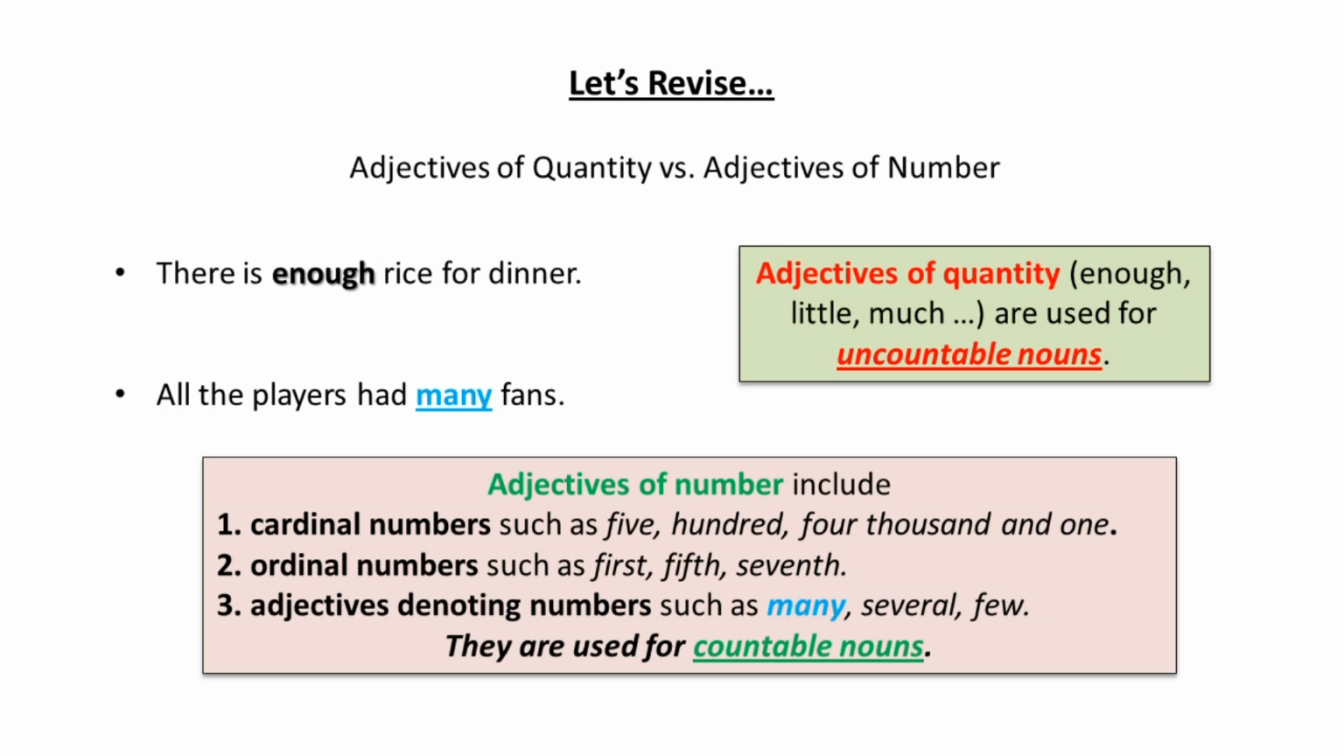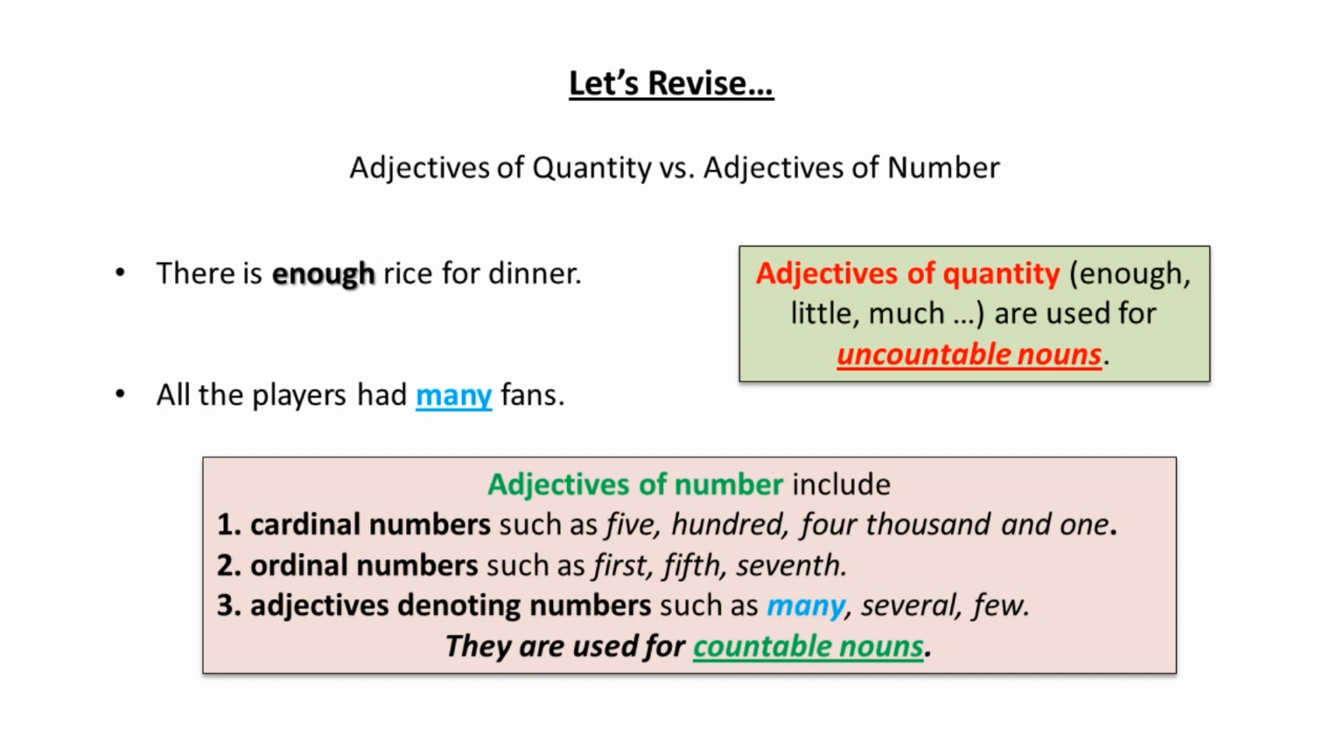This was an exercise that was given to you last week, and many of you got this answer wrong. Many of you answered it as many as an adjective of quantity. Actually, it is an adjective of number. All the players had many fans, because fans is a countable noun. Therefore, we have to use an adjective of number before fans. So many is an adjective of number.